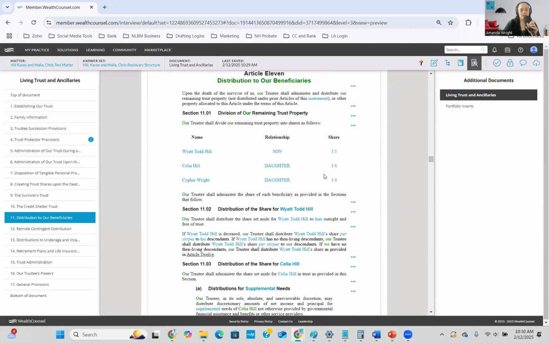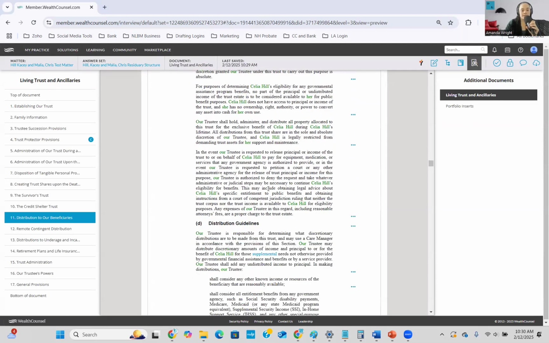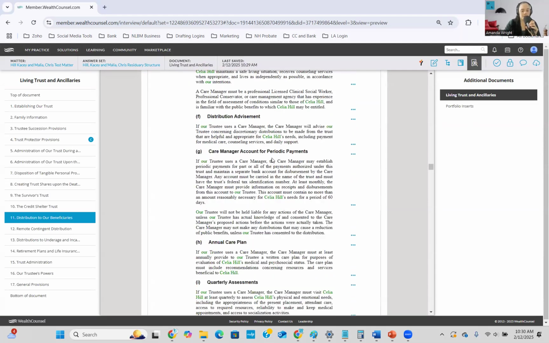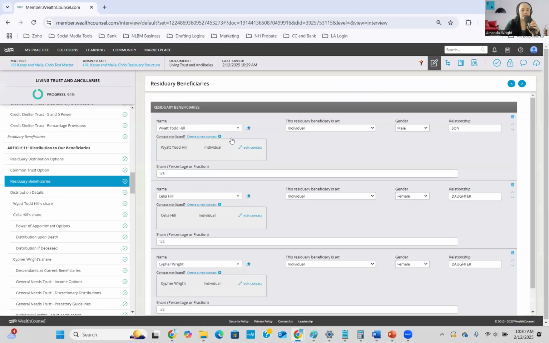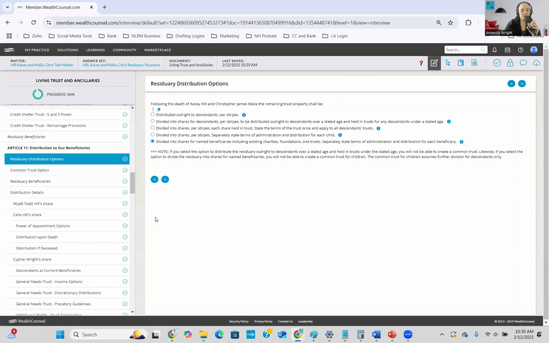Let's go back down to Article 11. And now, oops, I wrote 1/5. This should have been 1/2. Sorry, guys, if I confused you. 1/2. So Wyatt's getting 1/2, Celia's getting 1/4, and Cypher's getting 1/4. And again, it still says how each of them are inheriting below, right? Or it says Wyatt's going outright, Celia's staying in her special needs trust, and Cypher is getting her ages and stages trust. All right, so you can revisit the interview. You can plug around in here, look at the language, compare liberal and conservative language, and look at these residuary beneficiary options over here, okay?